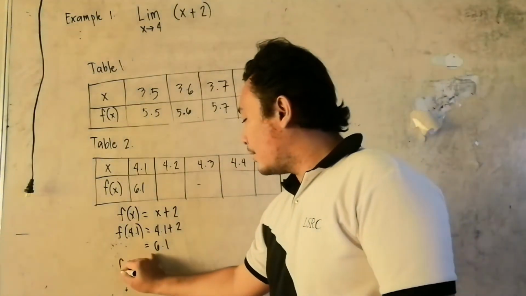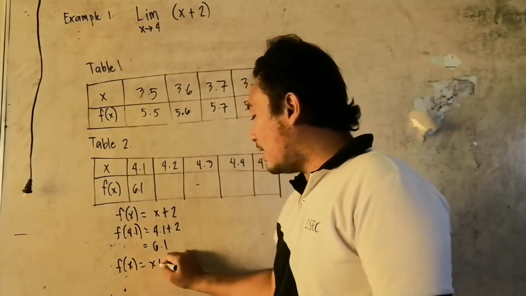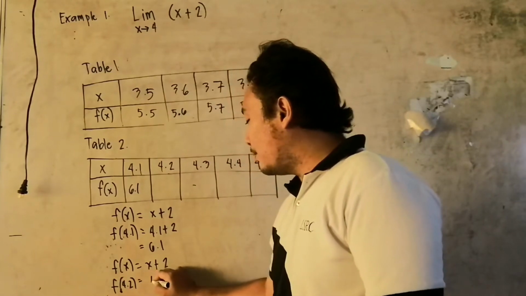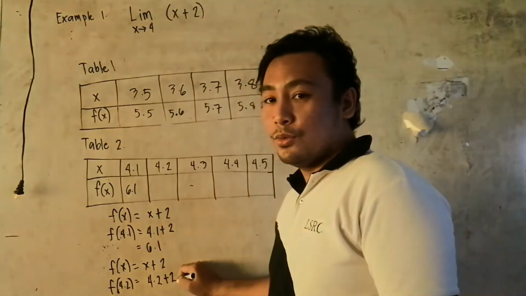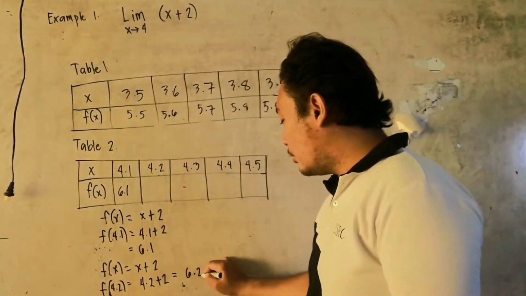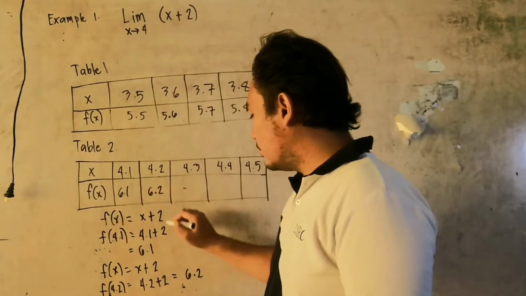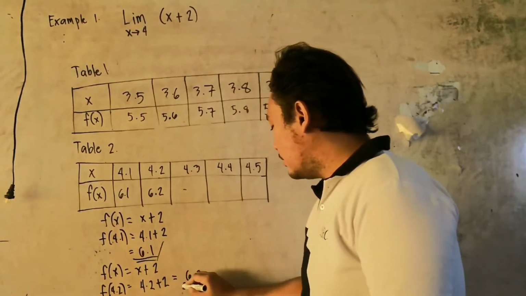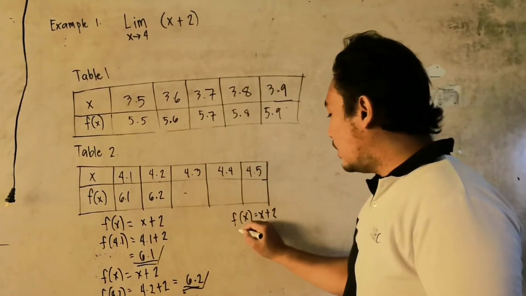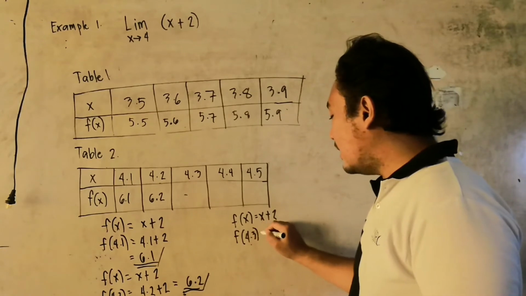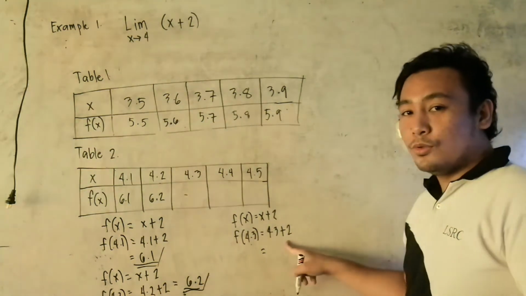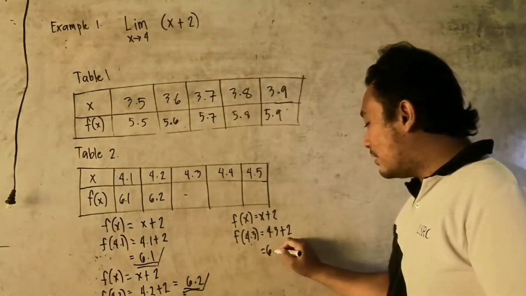So next, f of x is equal to x plus 2. F of 4.2 is equal to 4.2 plus 2. And of course, this is equal to 6.2. Next naman is f of x is equal to x plus 2. F of 4.3 is equal to 4.3 plus 2. And 4.3 plus 2 is equal to 6.3.